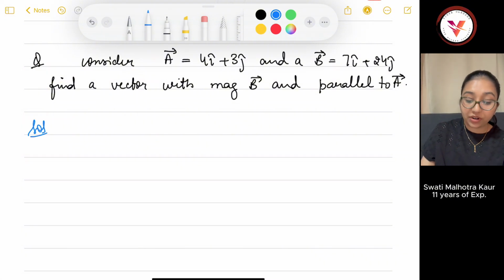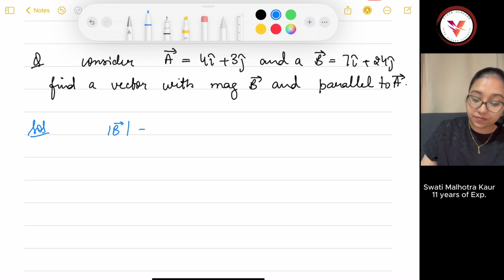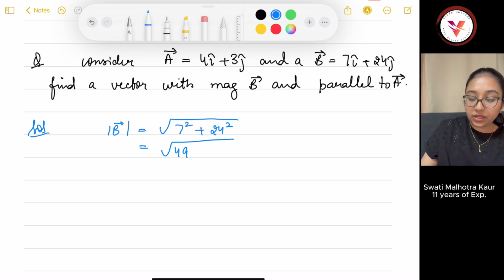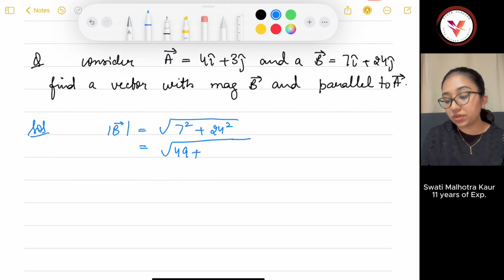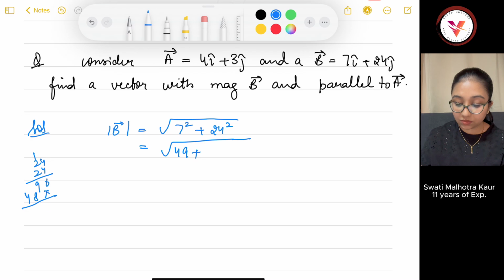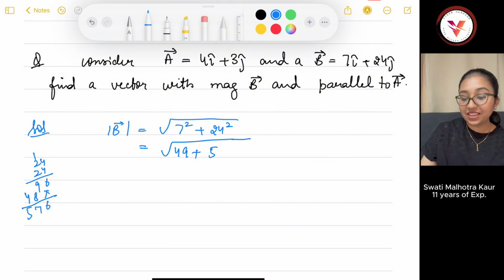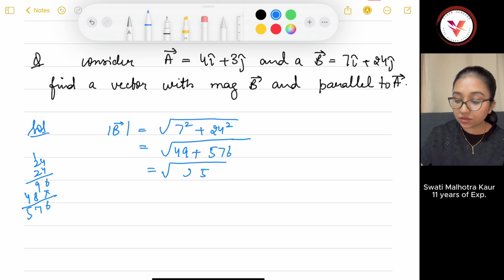So what you have to do, you have to find the unit vector of a and the magnitude of b. For the magnitude, you can simply square the terms 7 and 24. 7 squared is 49 and 24 squared is 576, and that gives you 625, which is 25. So the magnitude is 25.